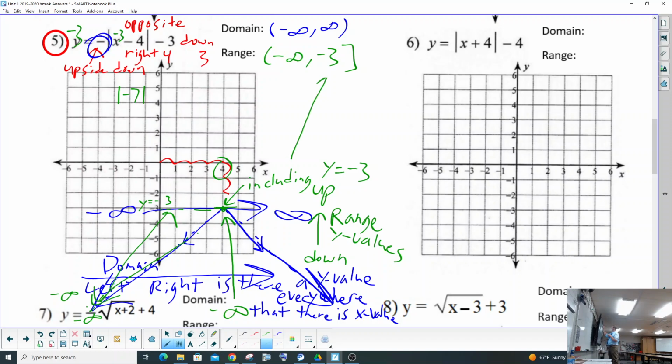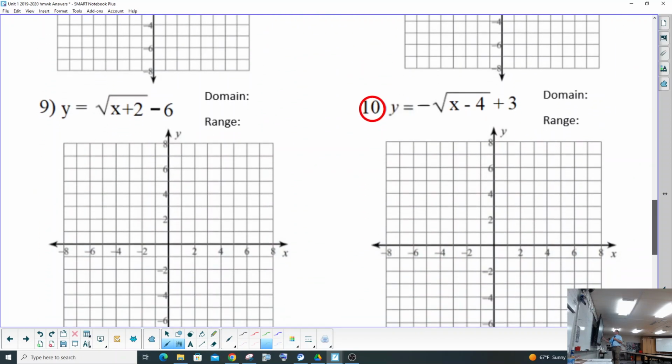Including. Yep, so that means bracket whenever we include, parentheses whenever we do infinity. Okay, so then we'll jump to number 10 now and do another one.